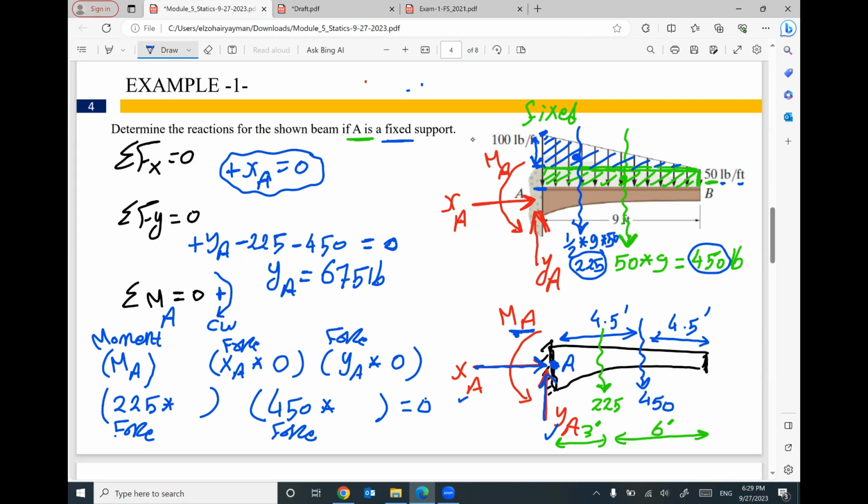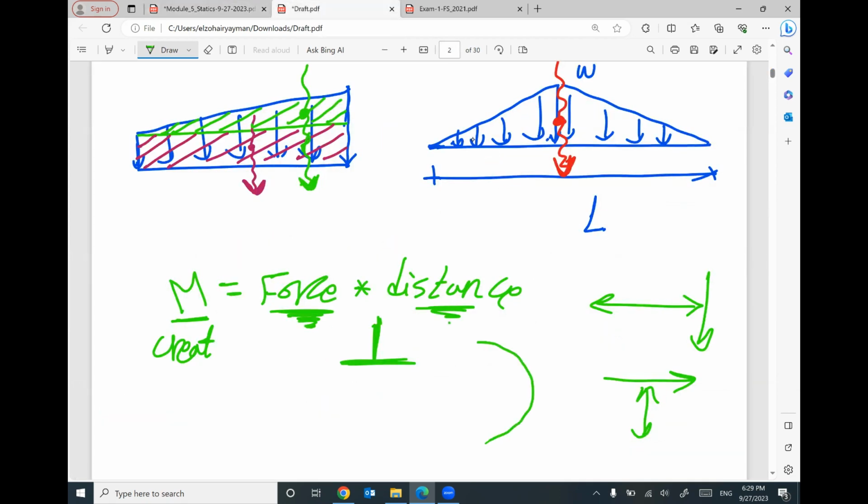That makes sense? If you are given a moment as a reaction, like this one called MA, you need to take this value as it is without distance, because it's a moment. I cannot multiply moment by distance. If you have a force, you need distance to create a moment. But if you have a moment, take it as it is.